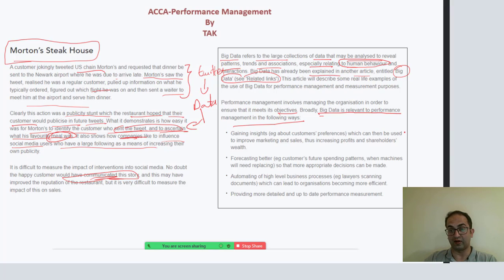This is really important. If a question comes, how big data can help you: gaining insights, forecasting better, automating high-level business processes, such as lawyers scanning documents, which may lead to the organization becoming more efficient, and providing more detailed and up-to-date performance measurement.